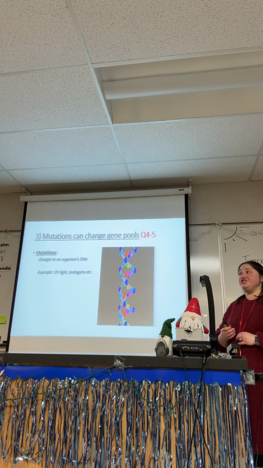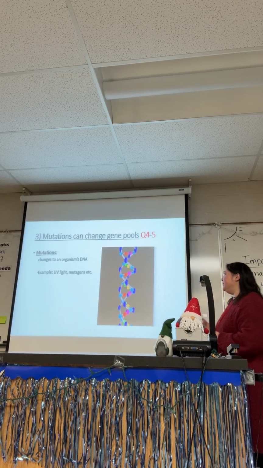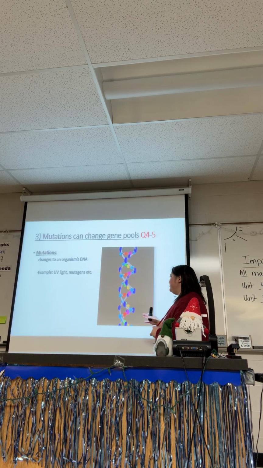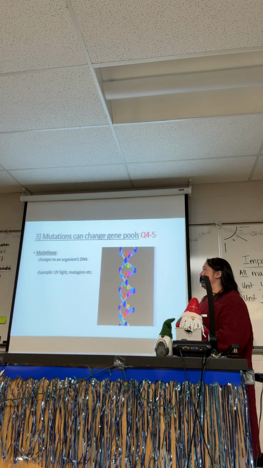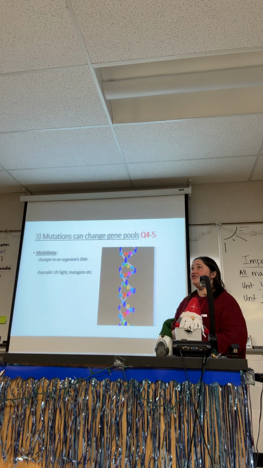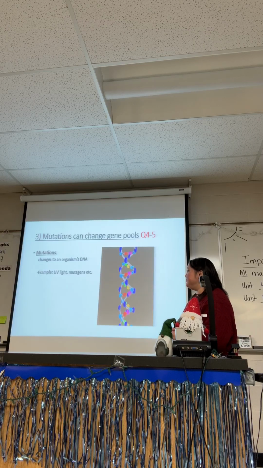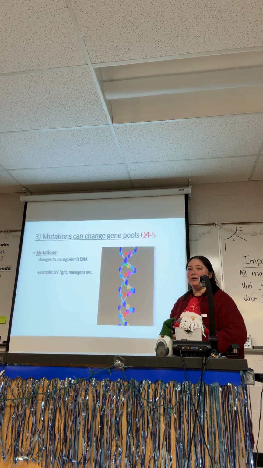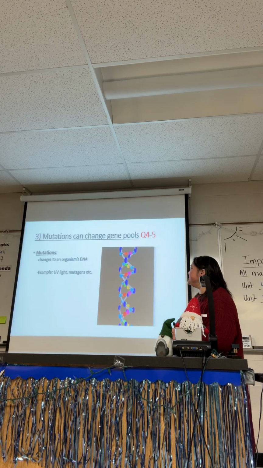All right. Mutations can change gene pools. Again, this is where we're changing the organism's DNA, at the molecular level, where the A's and the T's and the C's and the G's are going to change. This could be due to a lot of different reasons, things like UV light. We see this with humans a lot, in pigment and skin cancer, that can change things one way or the other. Different mutagens can also affect that. Mutations are a big one that can cause shifts in the gene pools.